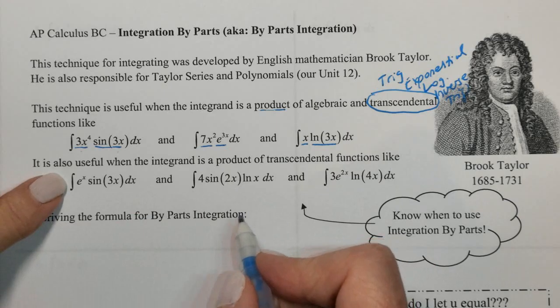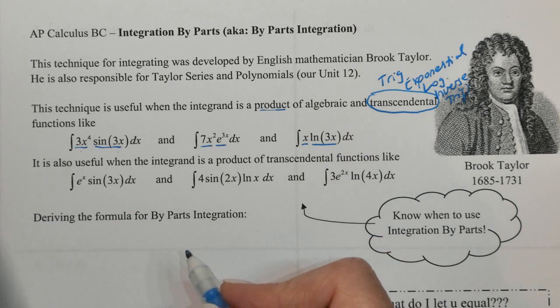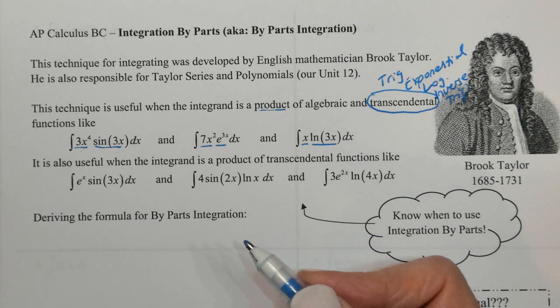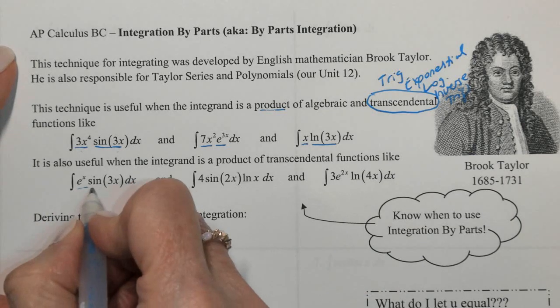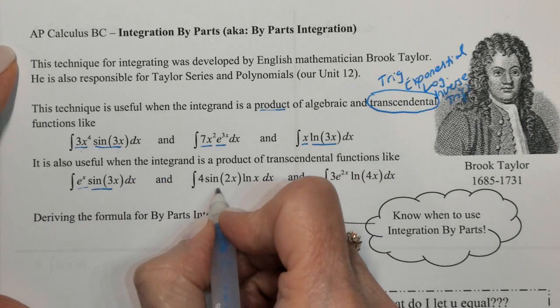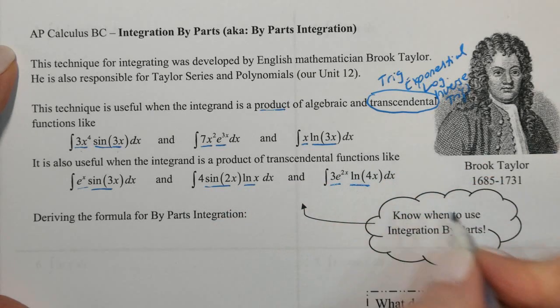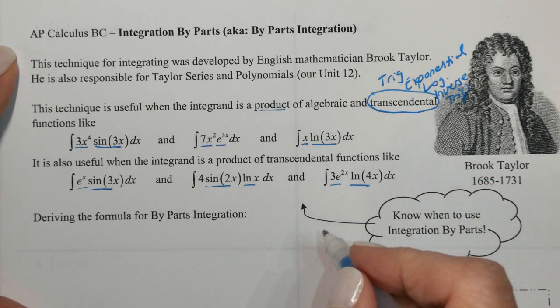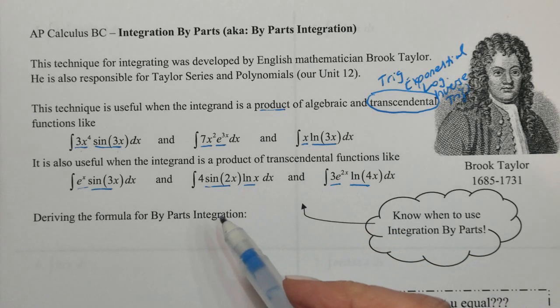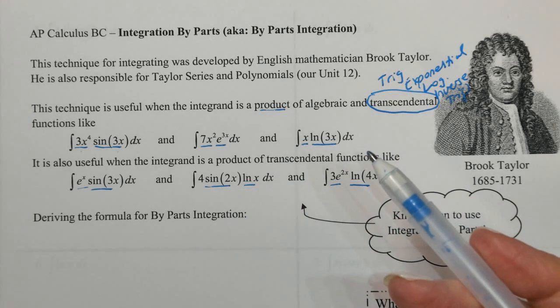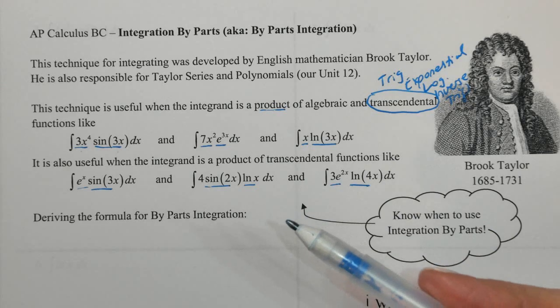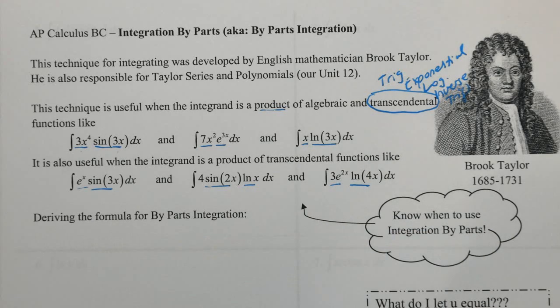It's also useful when you have a product of different transcendental functions. e to the x times sine. Two transcendentals, sine and a log, exponential and a log. You can use it when you have any product, okay? It can be used. The question is, should you use it?